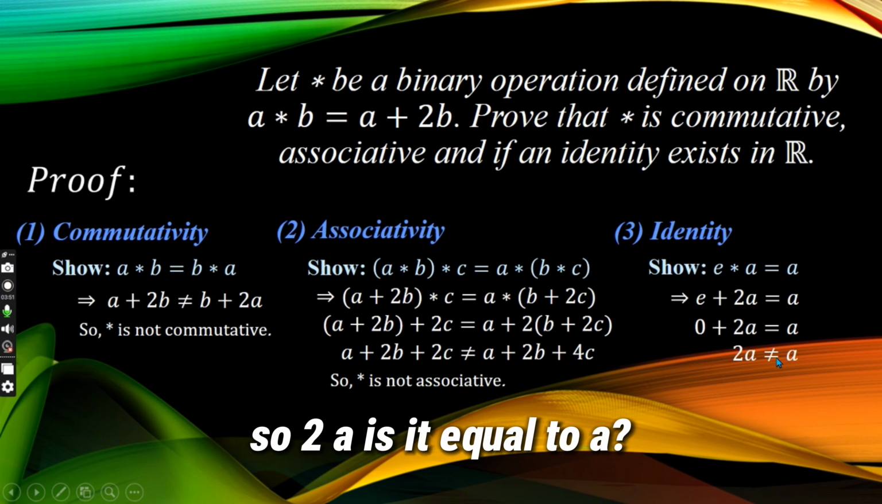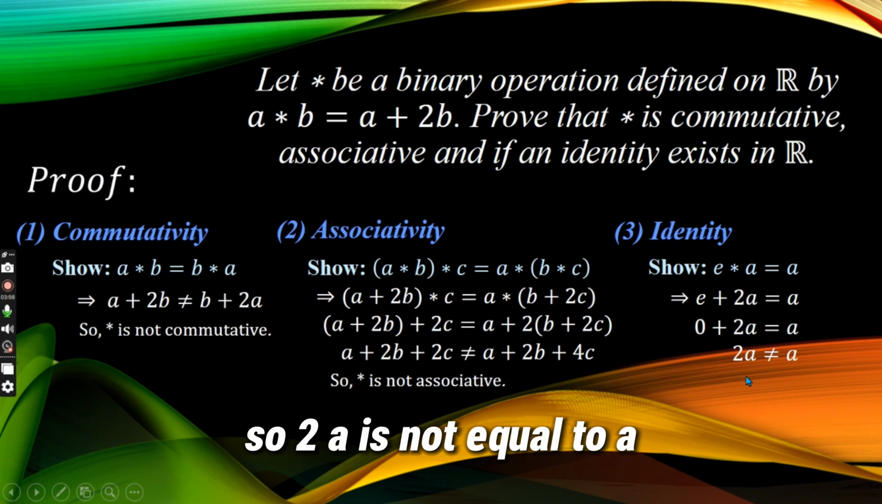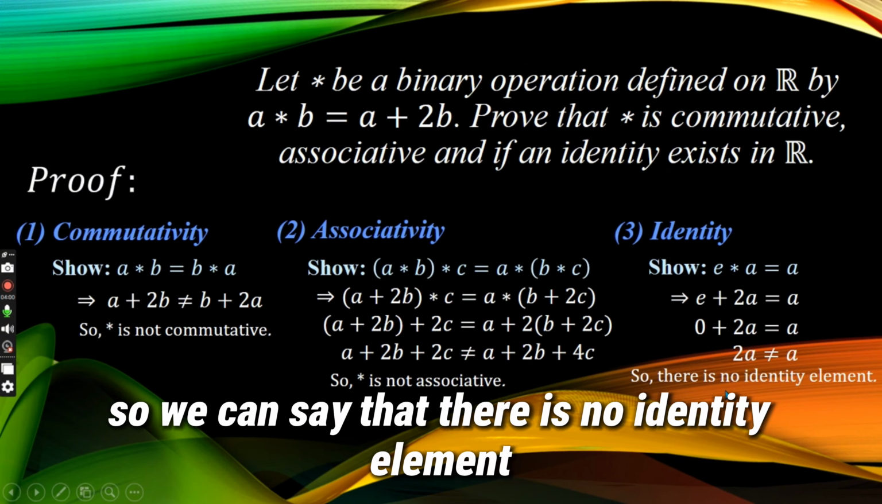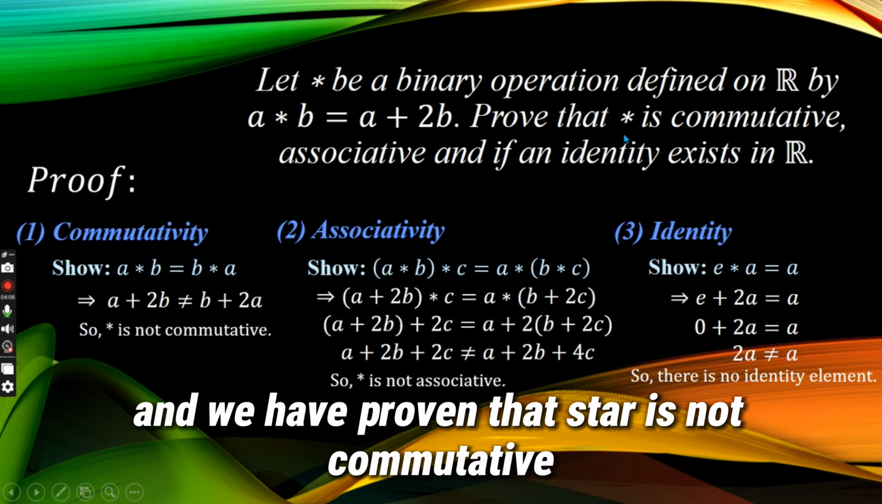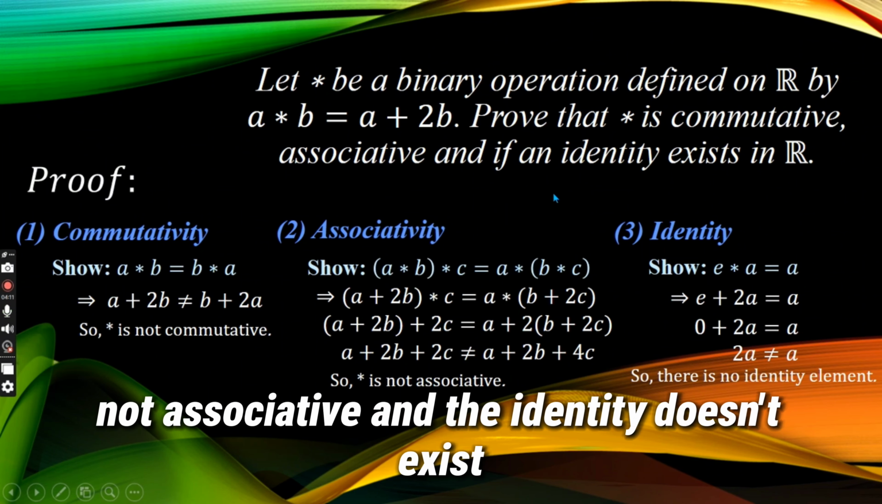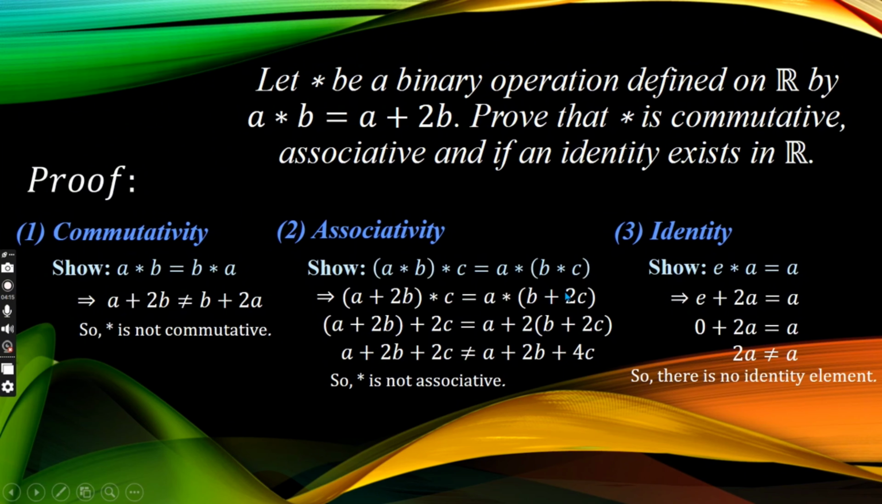So 2A, is it equal to A? So it's not. So 2A is not equal to A. So we can say that there is no identity element. So we have shown and we have proven that star is not commutative, not associative, and the identity doesn't exist.